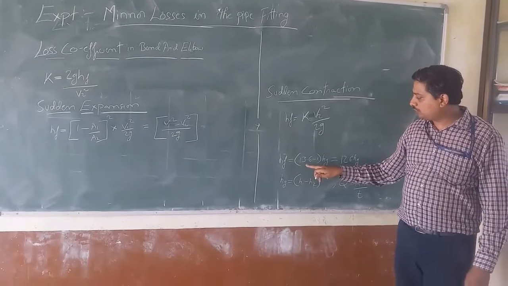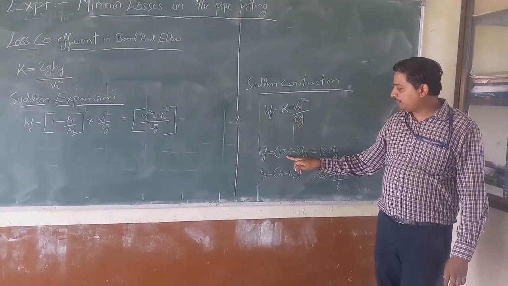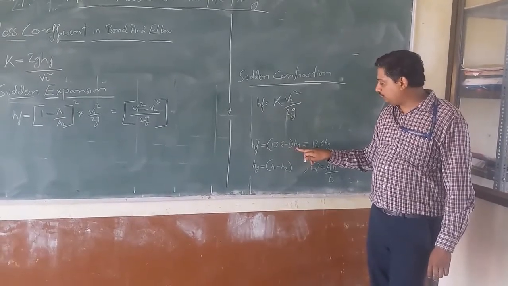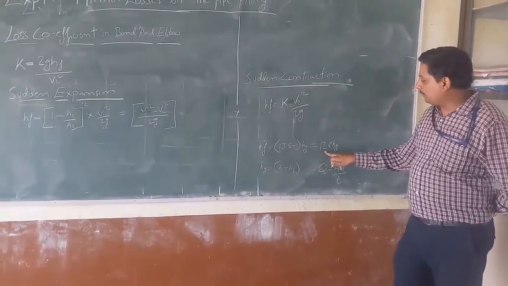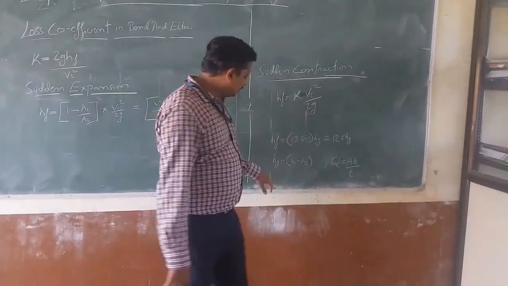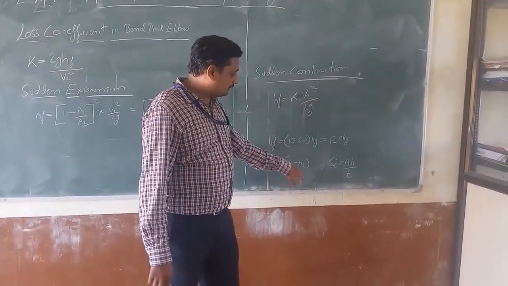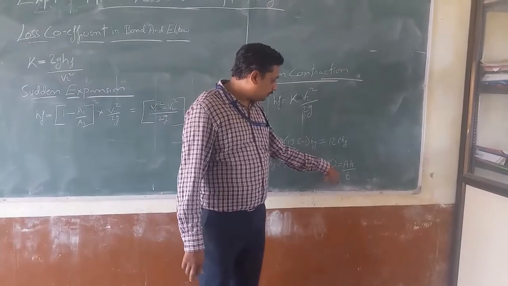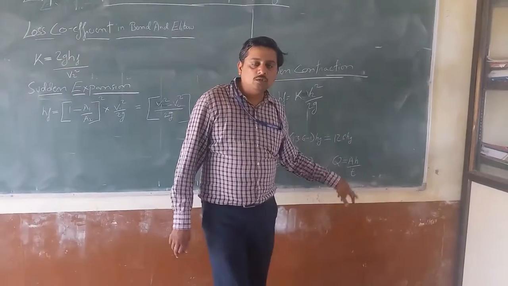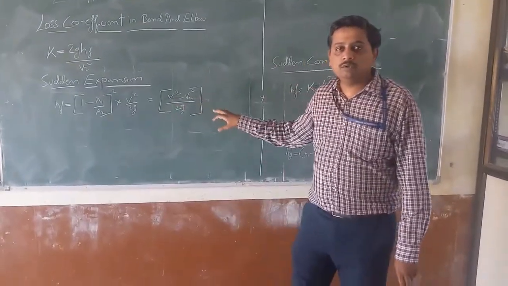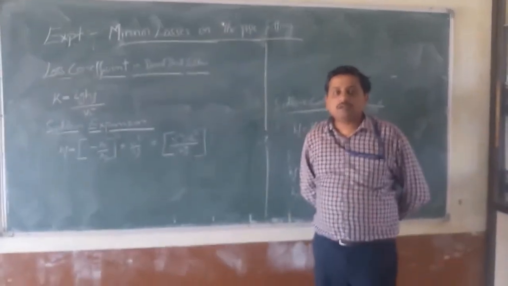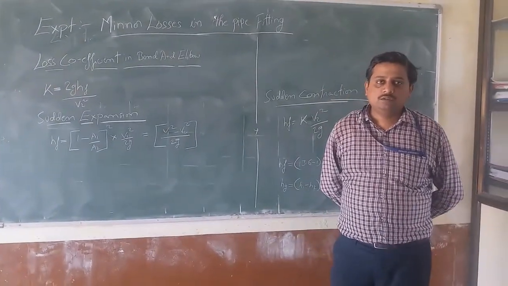HF equals 13.6, that is the specific gravity of mercury, minus 1, into Hg. That will be equal to 12.6 Hg, where Hg is the differential manometer head reading, that is H1 minus H2. You can find Q equals A into H by T. So these are the formulas which will be used to determine the loss coefficient in the minor losses.